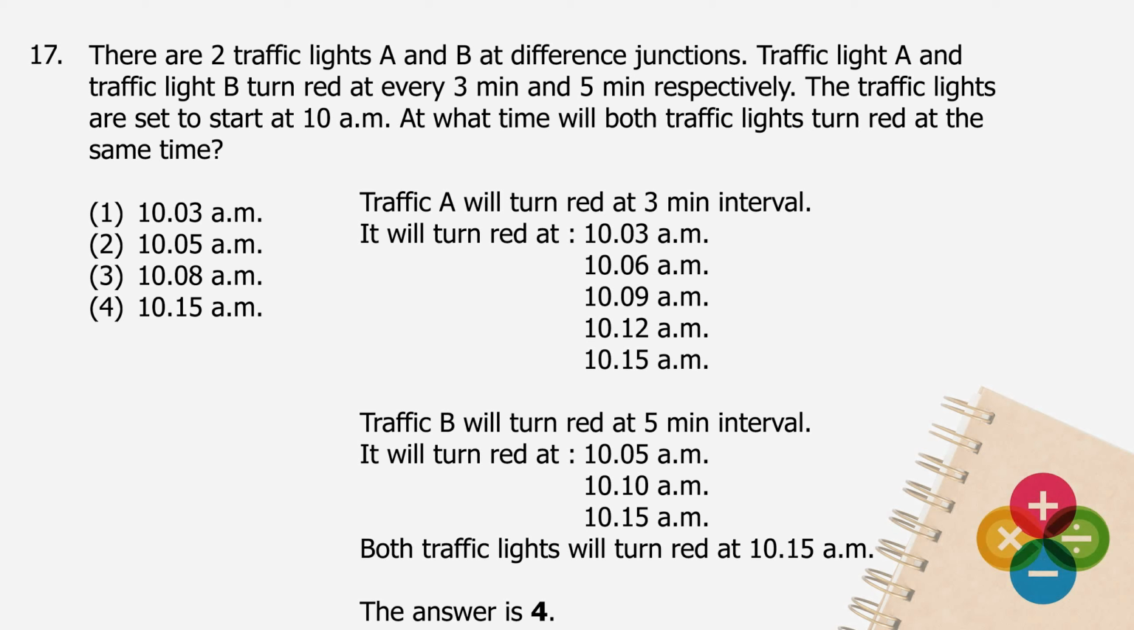Traffic light A will turn red at 3 minute intervals. It will turn red at 10:03 a.m., 10:06 a.m., 10:09 a.m., 10:12 a.m., and 10:15 a.m. Traffic light B will turn red at 5 minute intervals. It will turn red at 10:05 a.m., 10:10 a.m., and 10:15 a.m. Both traffic lights will turn red at 10:15 a.m. The answer is 4.